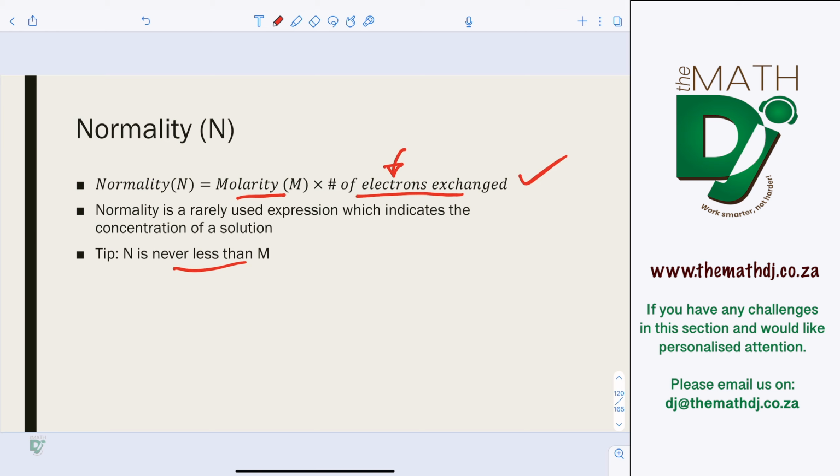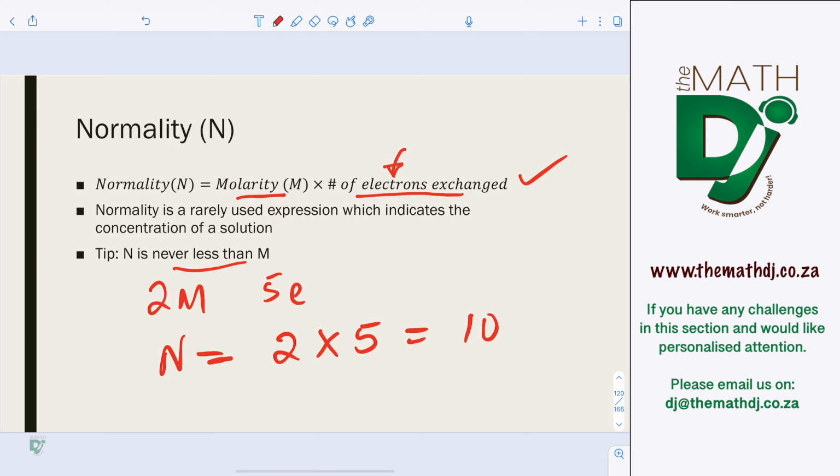There's nothing much there. So let's say you are given that the molarity of a certain substance is 2M, and there are 5 electrons which were released during the reaction, so the normality will be 2 times 5, which equals 10. You understand? So this is basically how it is.